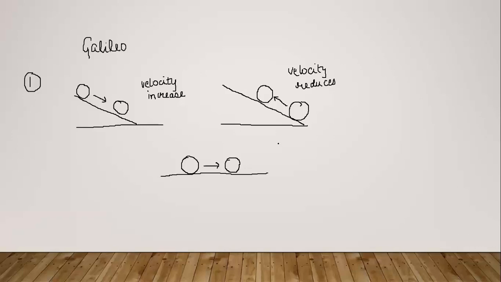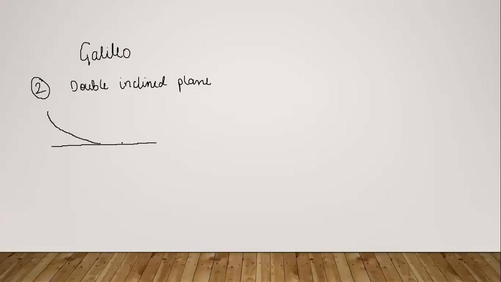Now, he also did another experiment that is known as the double inclined plane. So the second experiment that he did was the double inclined plane. So what is this? This is a double inclined plane. It's nothing but one inclined plane going down like this, and another inclined plane going up like this.